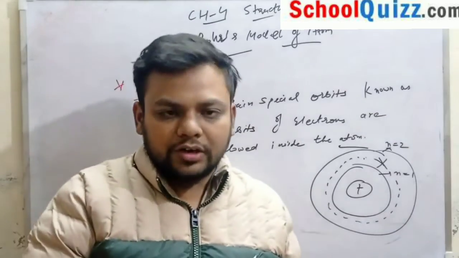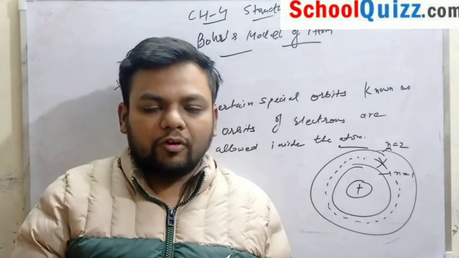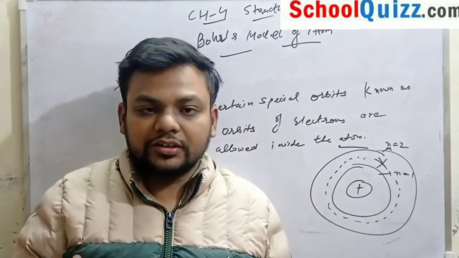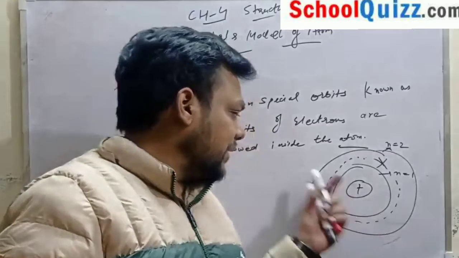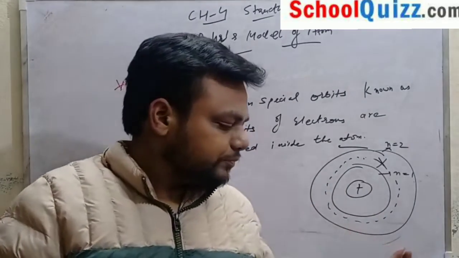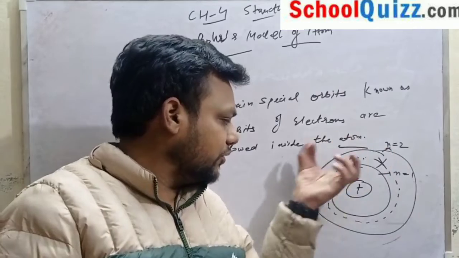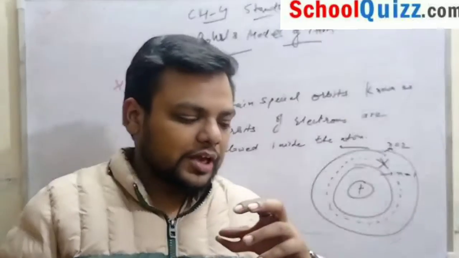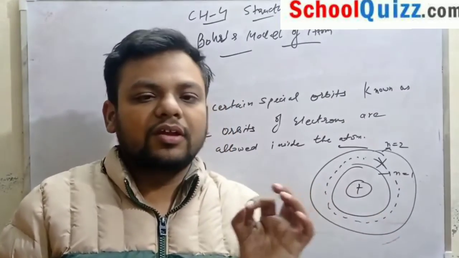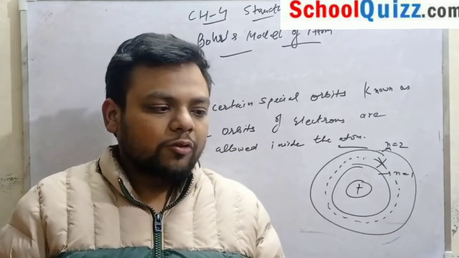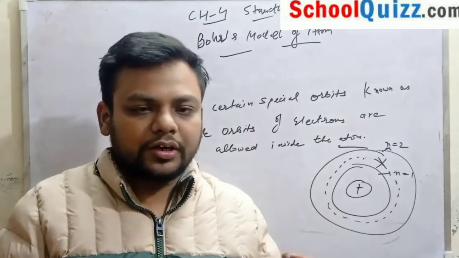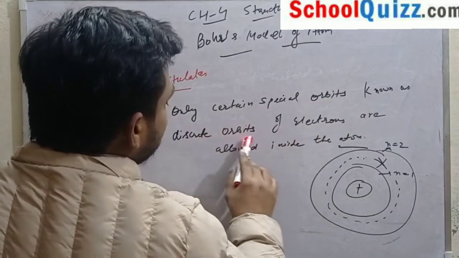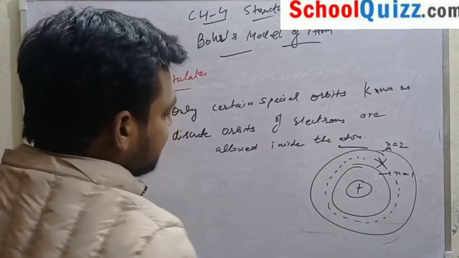For example, as I have already given, if we want to walk on the road, we will walk on the sides or on the footpath, not in the center of the road. Same in the case of the atom, electrons will revolve only in certain discrete orbits. In the discrete orbits, they will not radiate energy, and they constantly revolve and don't fall in the nucleus. So the first main postulate is only certain special orbits, known as discrete orbits of electrons, are allowed inside the atom.